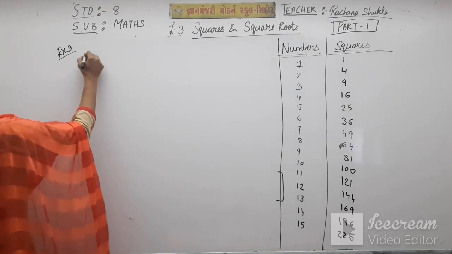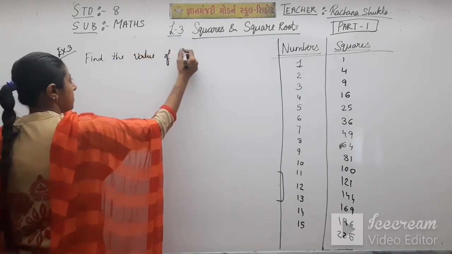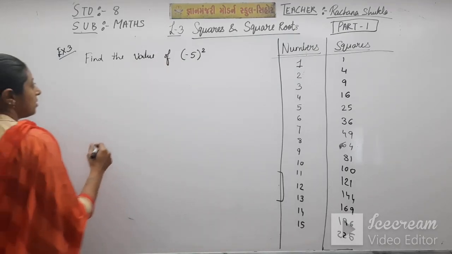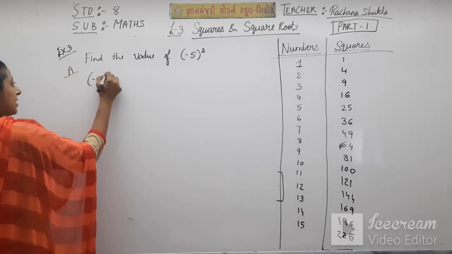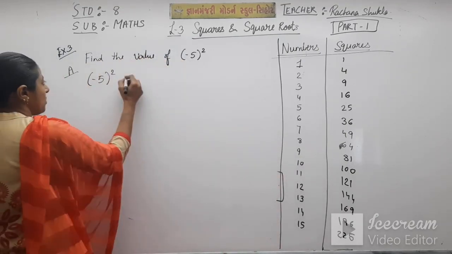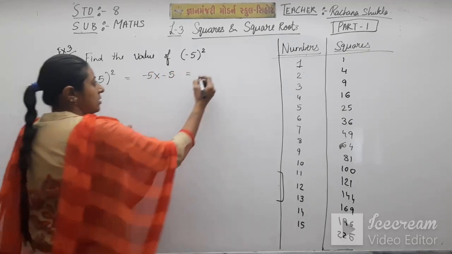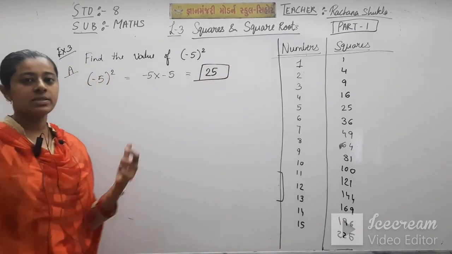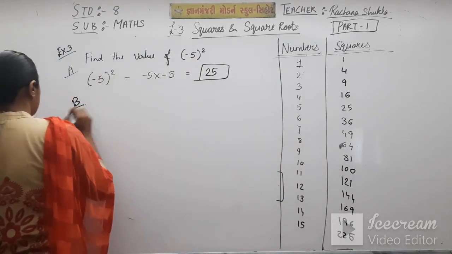Find the value of minus 5 square. This is A first. So, minus 5 square, it is just an integer, a negative integer. So, minus 5 square will be minus 5 into minus 5. 5 5s are 25, minus minus plus. So, your answer will be plus 25.